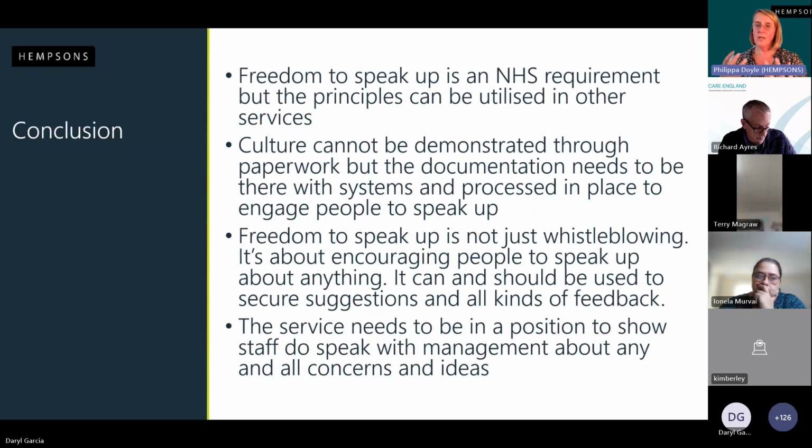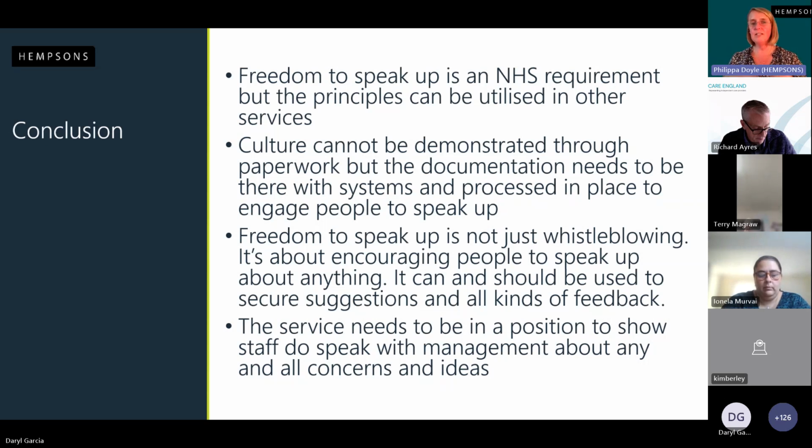And it's not just about whistleblowing. People shouldn't just think that freedom to speak up is about putting your hand up and saying something when you think that something's going wrong. It's about encouraging people to speak up about anything. So it can and should be used in a really positive way to secure suggestions, secure all kinds of feedback about different ways that the organisation could be run.